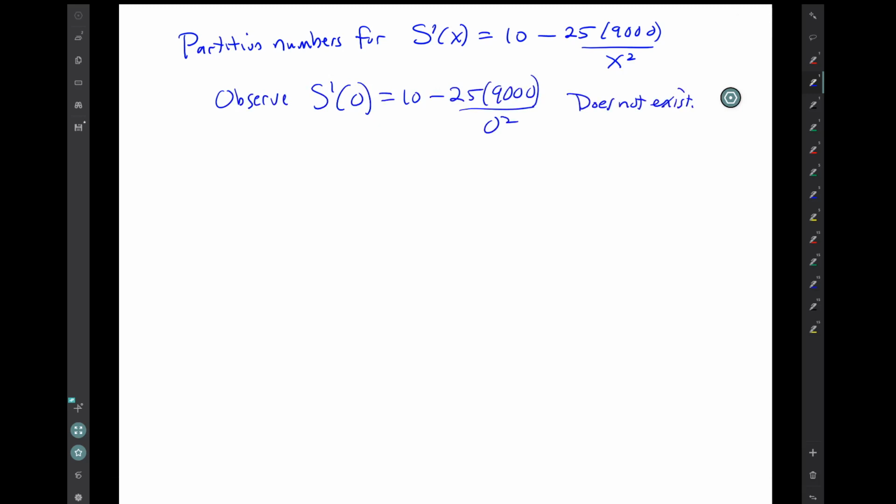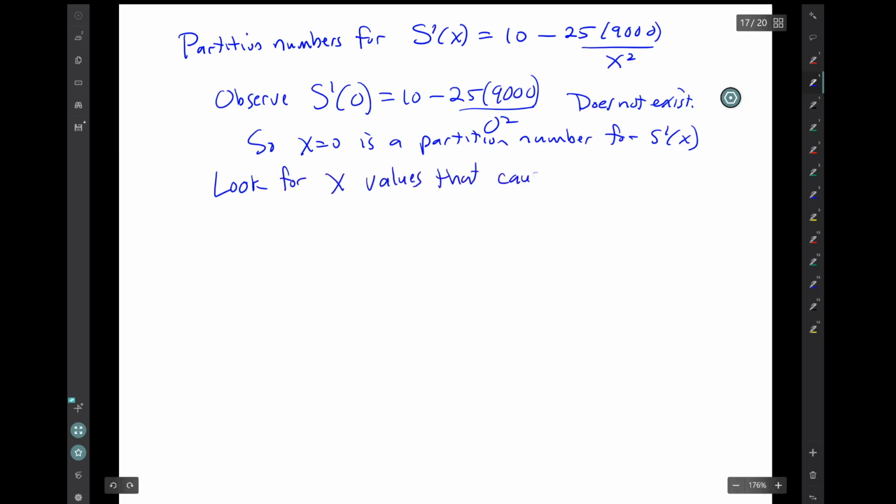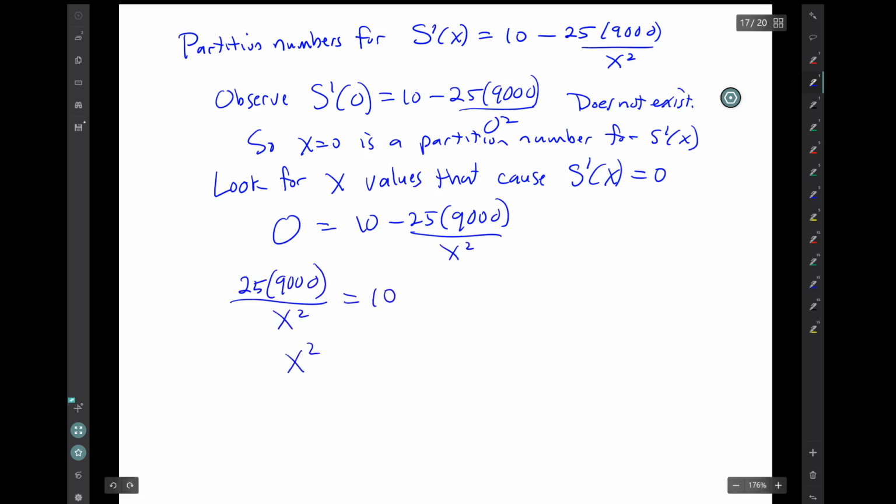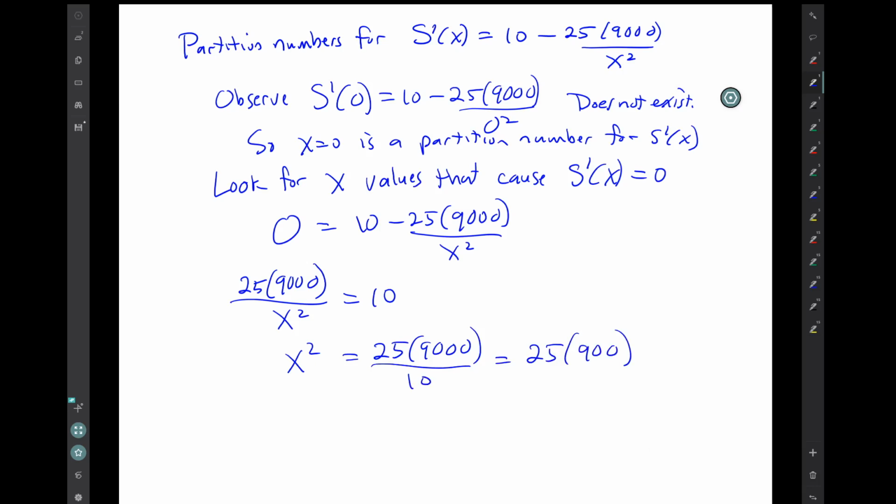All right, so looking for partition numbers for s prime, we observe right away that s prime parentheses 0 does not exist. So x equals 0 is a partition number. Now, are there any x values that cause s prime to equal 0? So we find that x squared equals 25 times 900. Now you can see why I have not been multiplying these numbers. I've been dragging them around as a product.